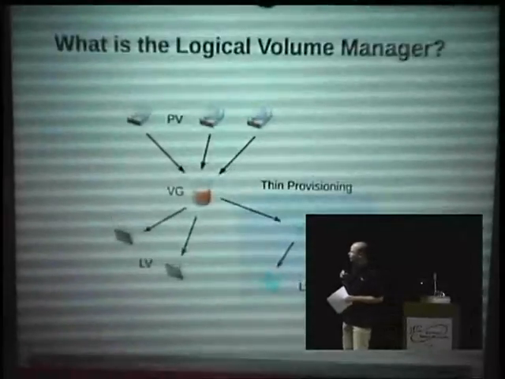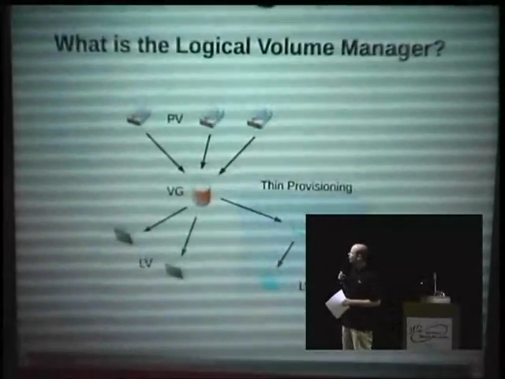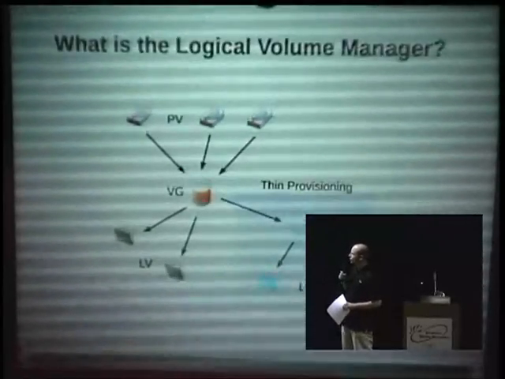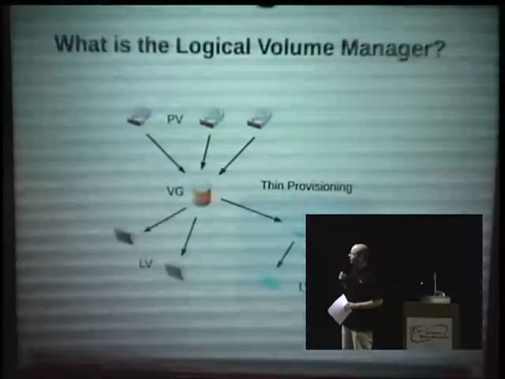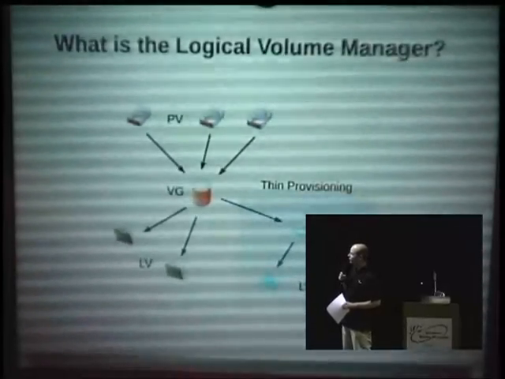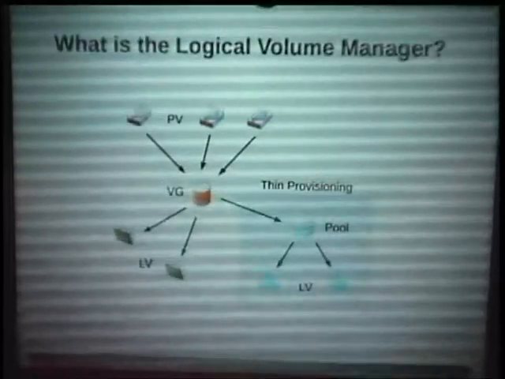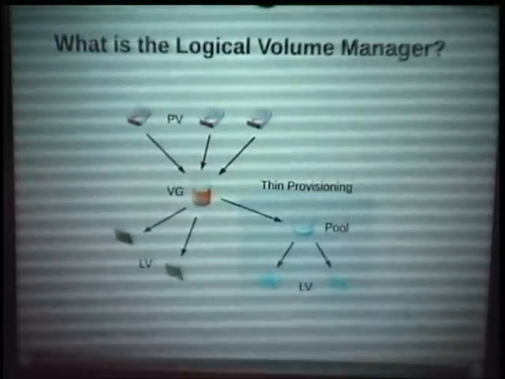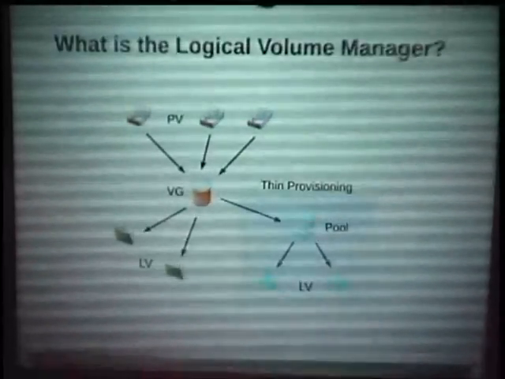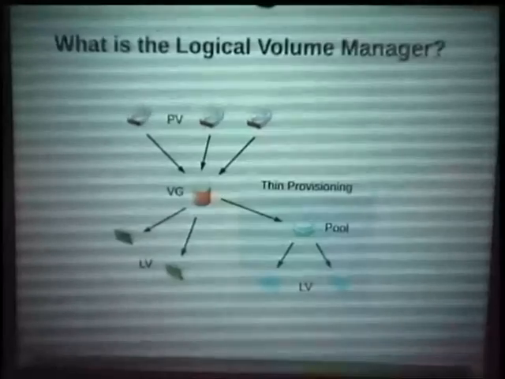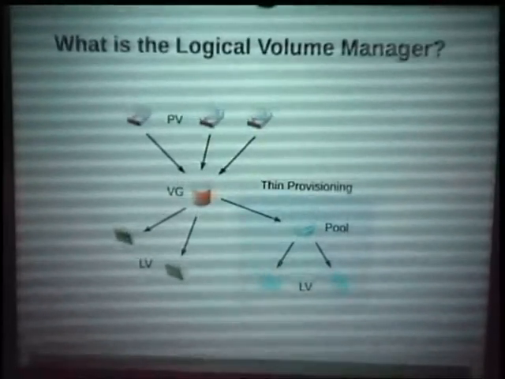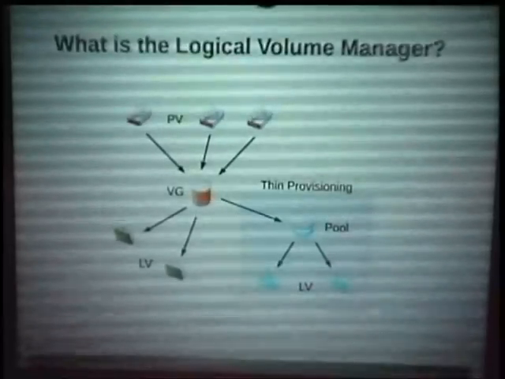So here's a diagram of how LVM normally looks. In this example, there are 3 physical volumes, and those are combined into a volume group. That's the big thing in the middle. And then you create logical volumes, and with thin provisioning, this is new, in the right gray area, where you first have a pool and then your logical volumes. And there you have this thin provisioning feature.